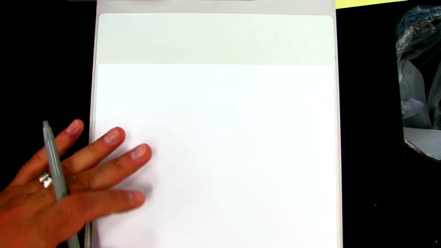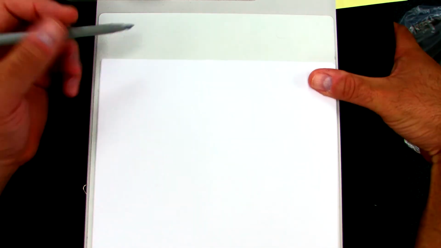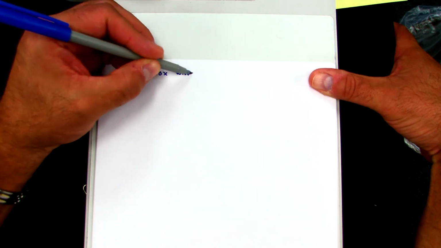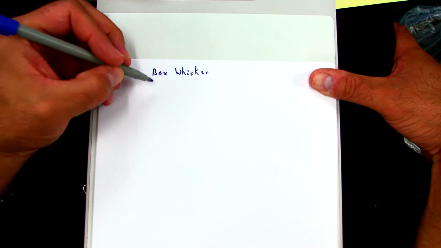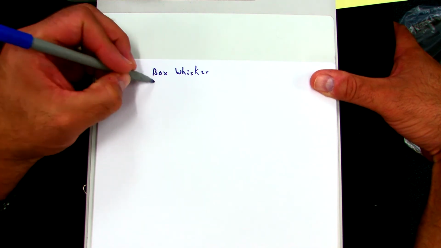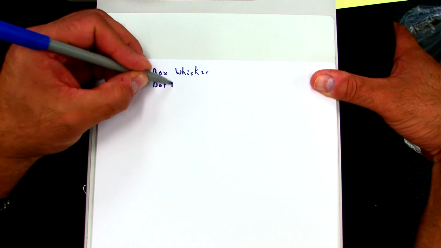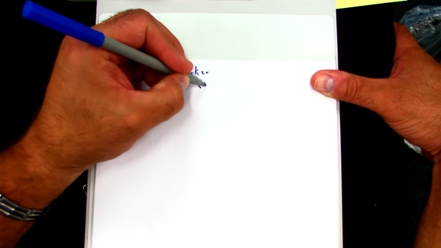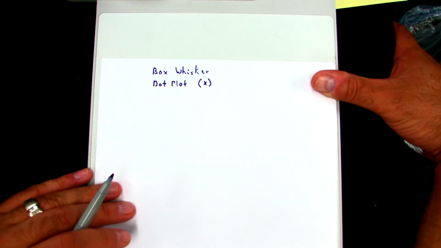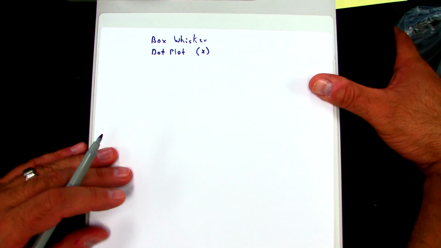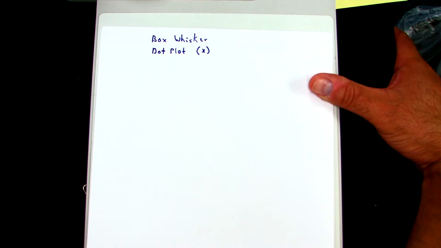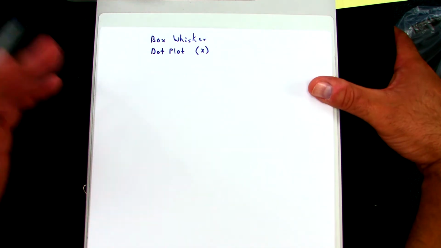Okay, so 8.1 deals with some vocab, and it was being able to do a box and whisker. It also dealt with being able to do a dot plot. And it's kind of funny we call it a dot plot because we're actually going to use X's to show my data. And then we're going to do some descriptions of the data.